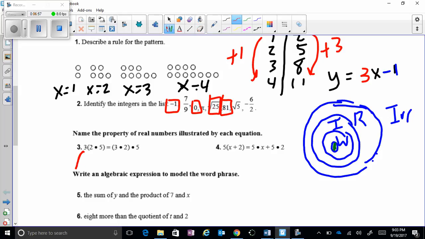So on the left side, you have the 2 and the 5. And then on the right side, you have the 3 and the 2. But the order on the left is still 3, 2, 5, 3, 2, 5. But you're changing the grouping. Number 4, you're taking the 5 and multiplying it to both terms on the inside. That is the distributive property.